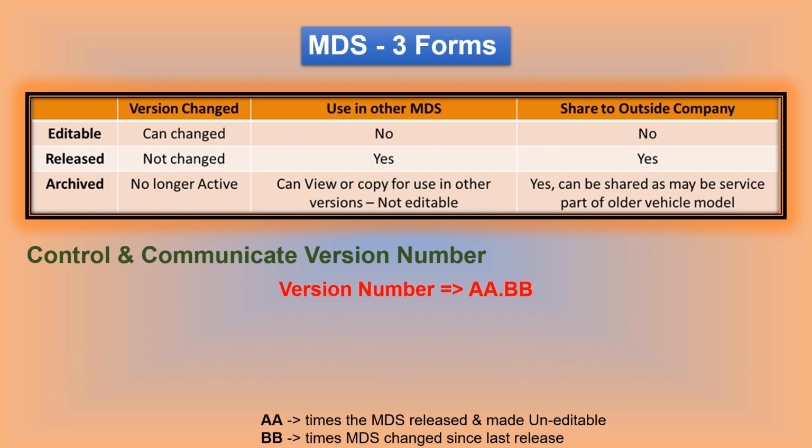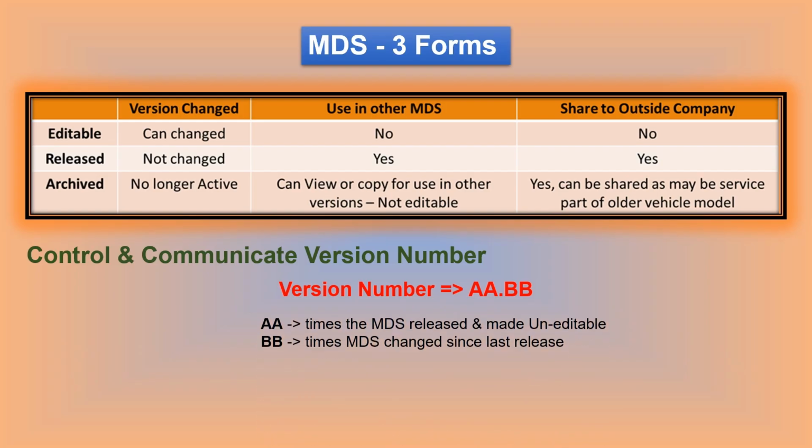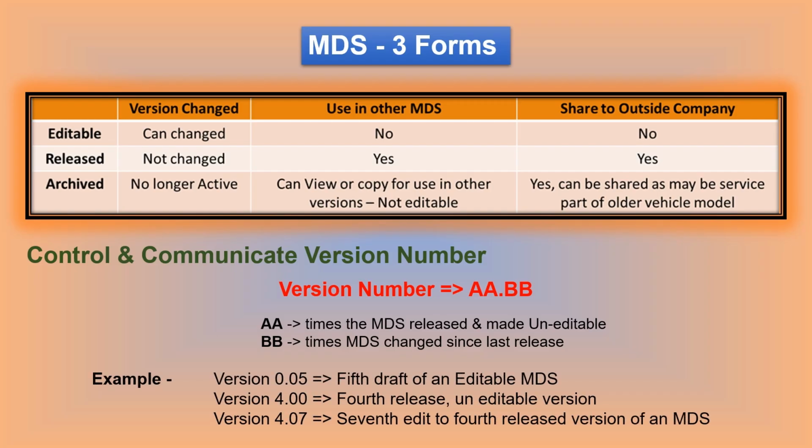MDS version numbers are unique. For example, if the version number is AA.BB, then AA tells the number of times MDS has been released, whereas BB indicates the number of times MDS changed since its last release. Self-explanatory examples are shown on the screen.